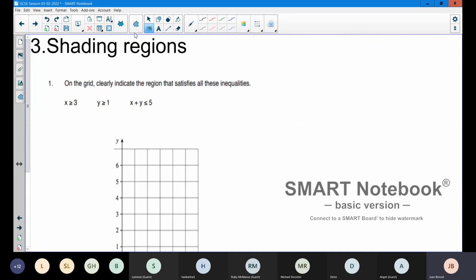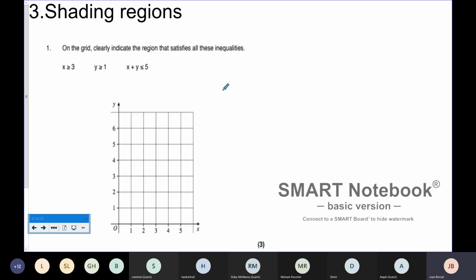So we're moving into this next topic that I know some students find tricky, and that is shading regions. So if you can, please write these three inequalities. The important thing is, because it's greater than or equal, remember, equal or less than or equal, we use a continuous line. What if this is greater or less? Use a dotted line. So that is important to find out.